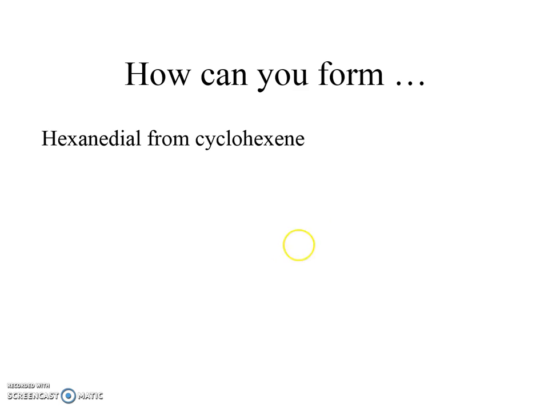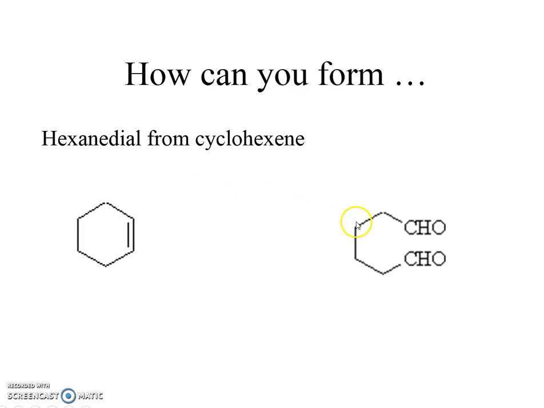How do you form hexanedial from cyclohexene? Well, here's cyclohexene, and if I write hexanedial, you can see how the carbons come from the cyclohexene. What happened here? Oxidative cleavage. So ozone followed by zinc and acid gives us oxidative cleavage to the dial.